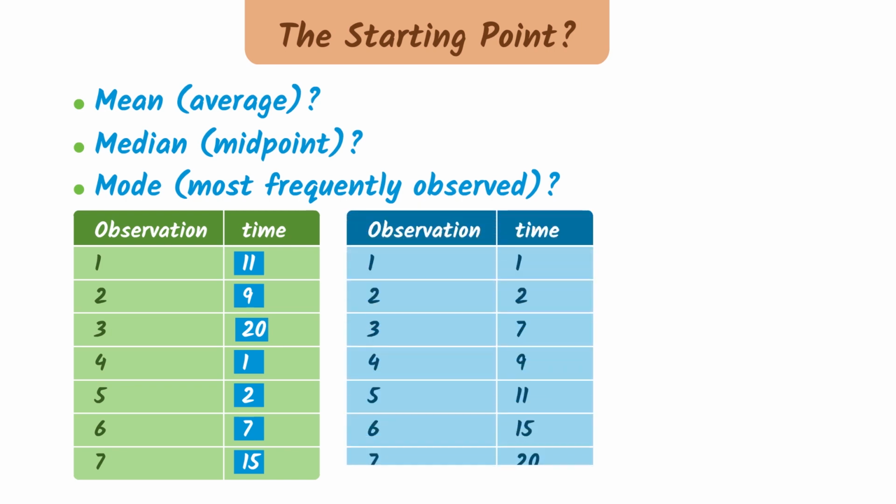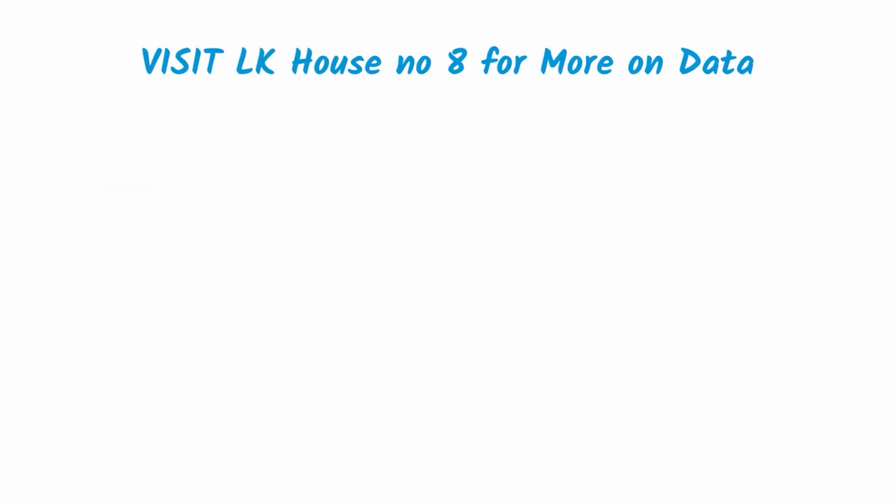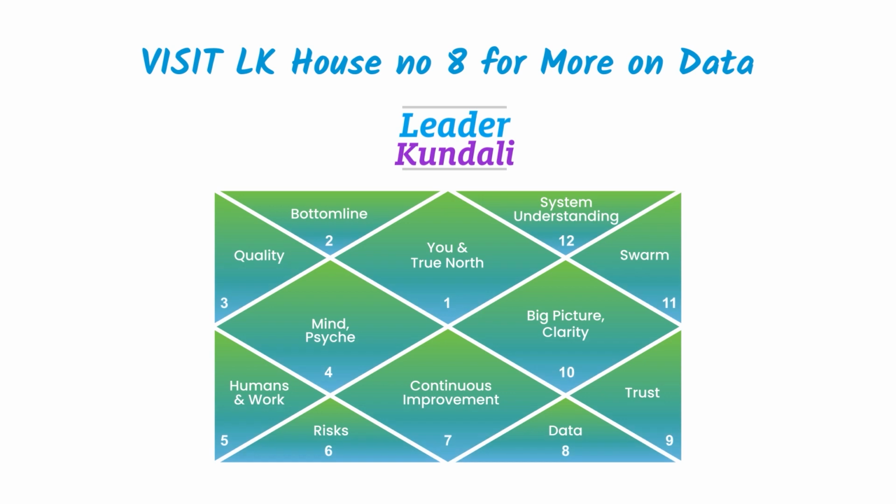So we recommend taking medians, that is the midpoint of your observations. Suppose you do 10 observations, find the midpoint of those observations and take the median time. This is a short explanation, but please visit our Leader Kundali house number 8 data, where we explain this in detail: when should we use median, and when should we use means, averages.